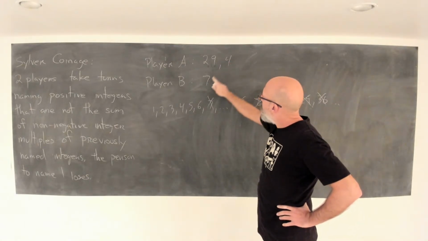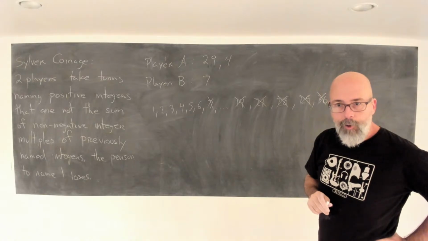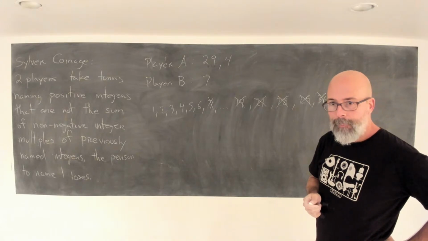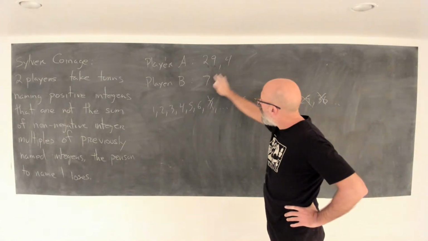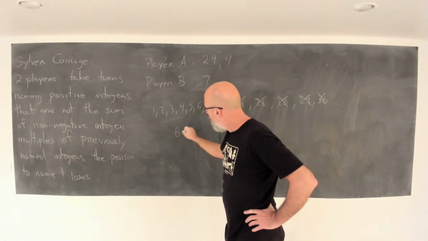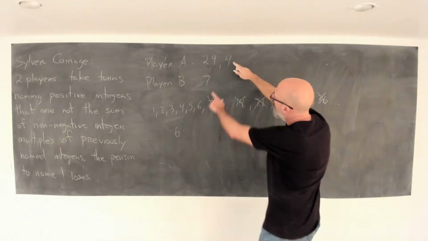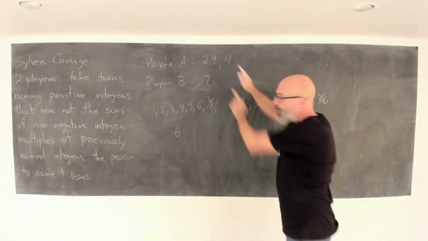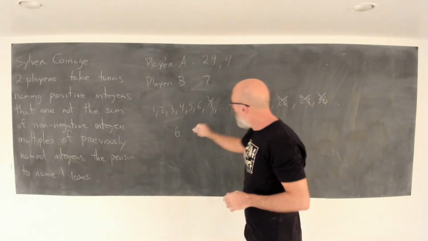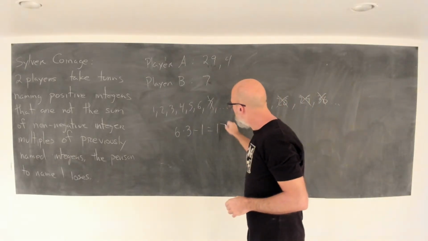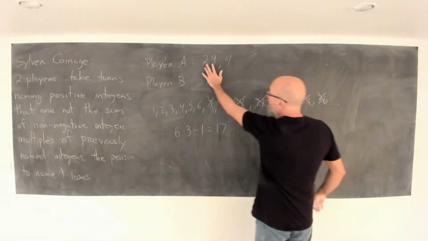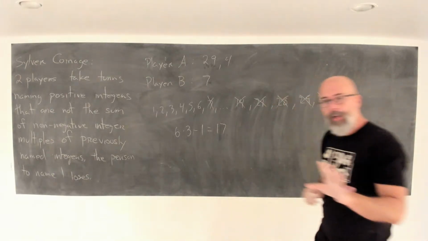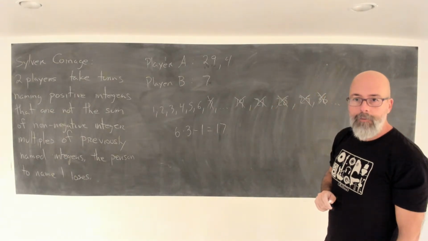Since 4 and 7 are relatively prime, we know by Sylvester's theorem that immediately the largest number that is not a sum of non-negative integer multiples of these two, and only these two, is already 17. So without regards to this one, just with these two, already every number bigger than 17 is gone.